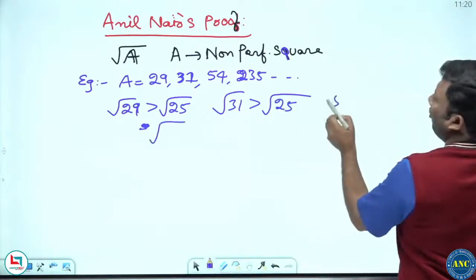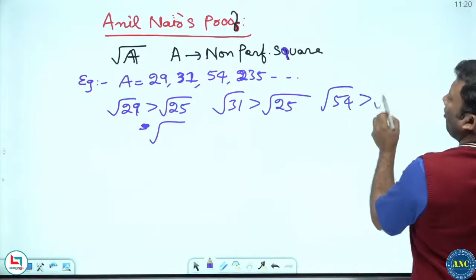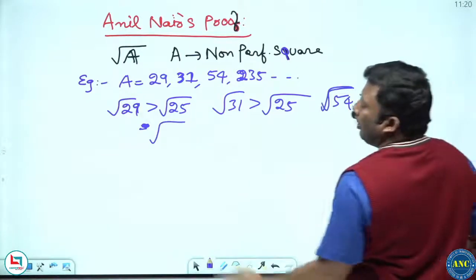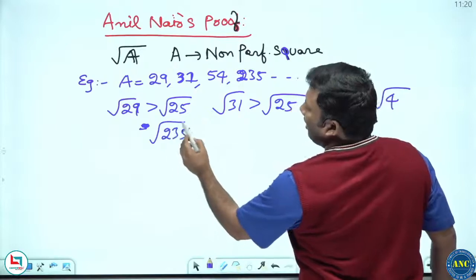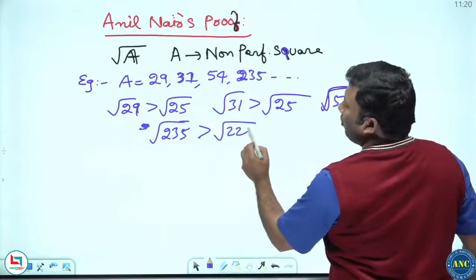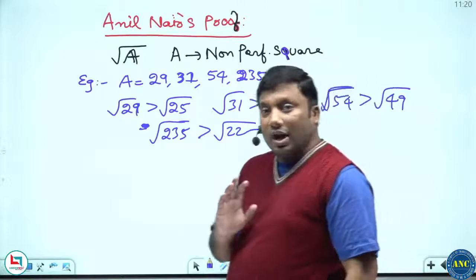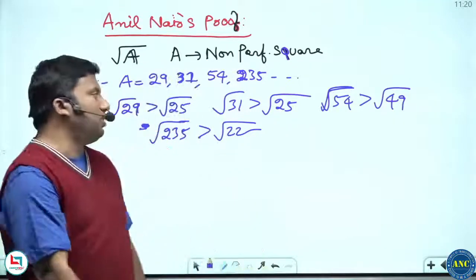Root 54 is greater than root 49. Are you all with me? Root of 235 is greater than root of 225. Are you all with me? Am I right? Now listen carefully to this concept.